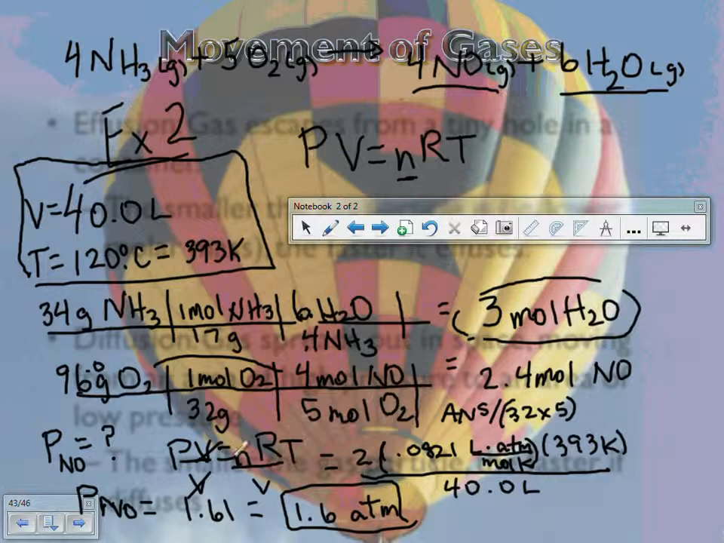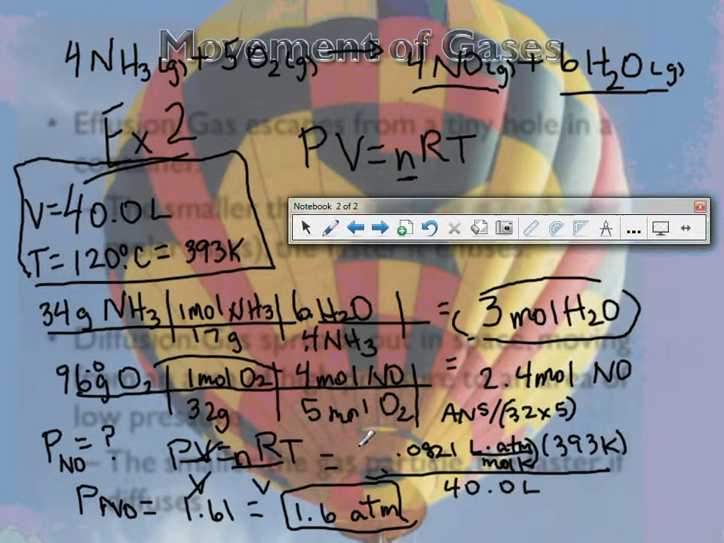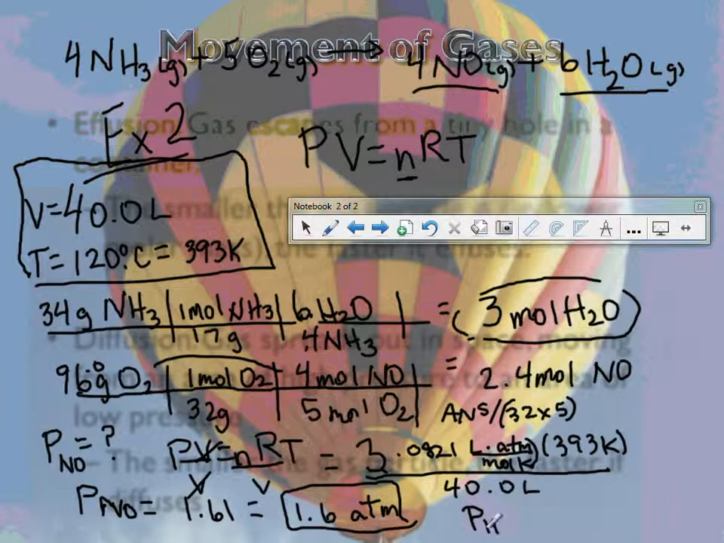We're going to use PV=nRT. And instead of having 2 moles, now we have 3 moles of water instead of 2. And the pressure of everything else will remain the same. Yep, everything else is going to be the same.